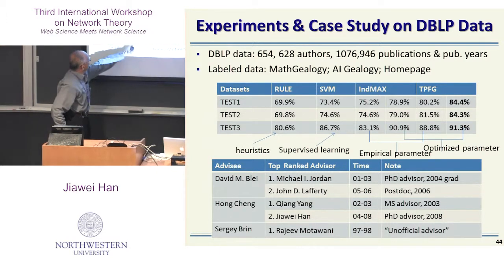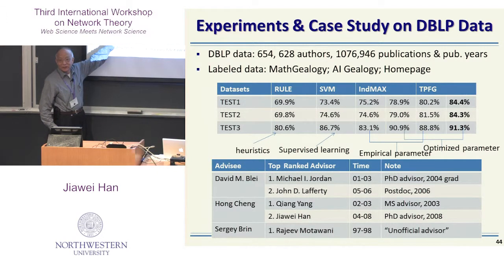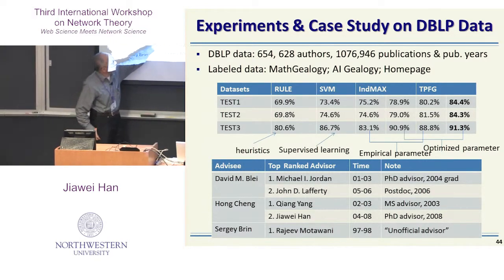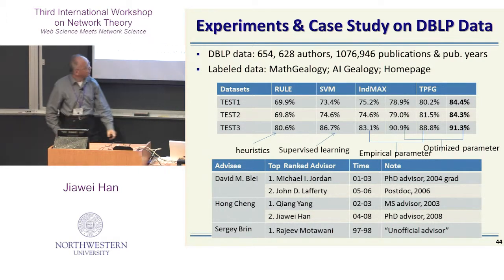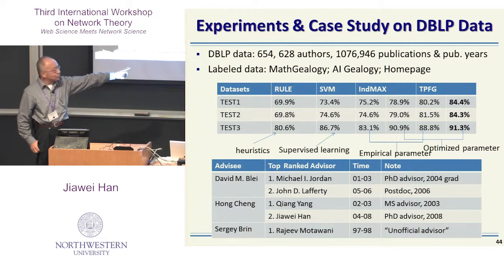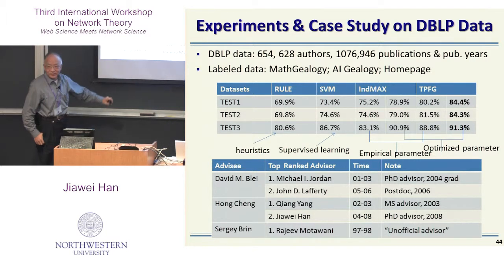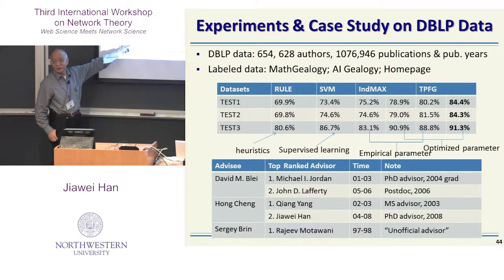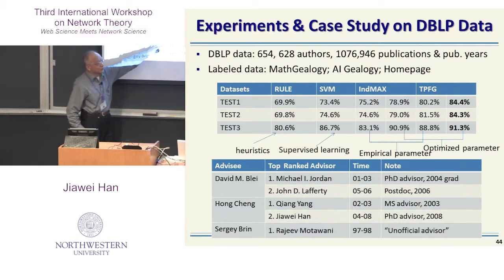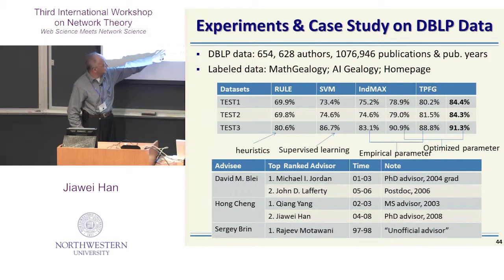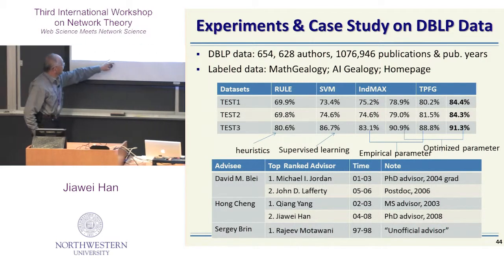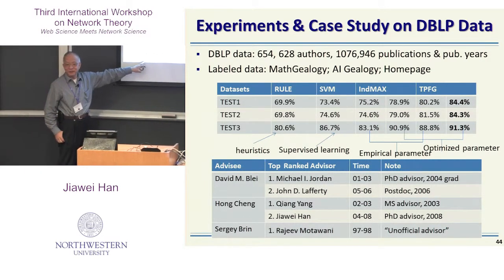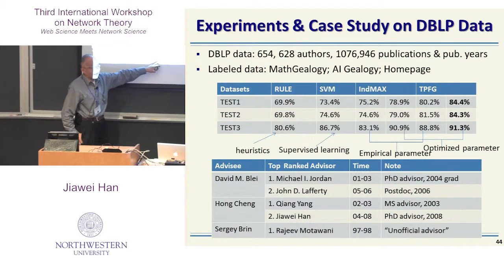Just to give you a simple example: for David Blei, who is his advisor? We worked out two. One is Michael Jordan, one is John Lafferty of CMU. One is the PhD advisor, one is the postdoc. Then I picked one of my students, Hong Chen, and asked who is her advisor. We found two, one is Chang Yang, one is me. Chang Yang was her master's advisor. For me, the years are almost exactly right. And he picked Serge Brand, and asked who is Serge Brand's advisor. And the system showed the number one is Monowani.